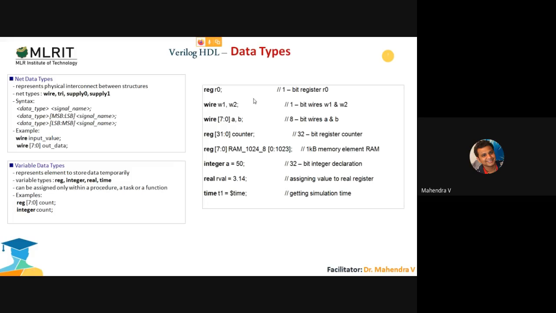Now see a few examples here of how to define reg. This is a 1-bit register. Wire simply carries the information, like wire w1, w2. Even reg and wires can have a range, a bus width. We can say these are buses, or vectors. That is the concept: scalar means single bit, vector is multiple bits. Vectors can be represented by specifying the range for the data types. Now these are a few data types we use, but what you have to remember is wire and reg. These are the two data types widely used in Verilog HDL. Wire is used for interconnections, reg is used for storage.